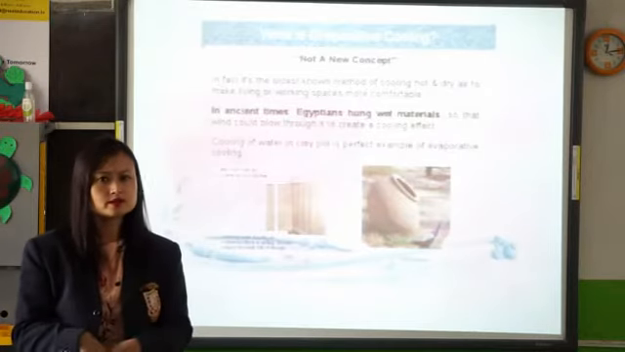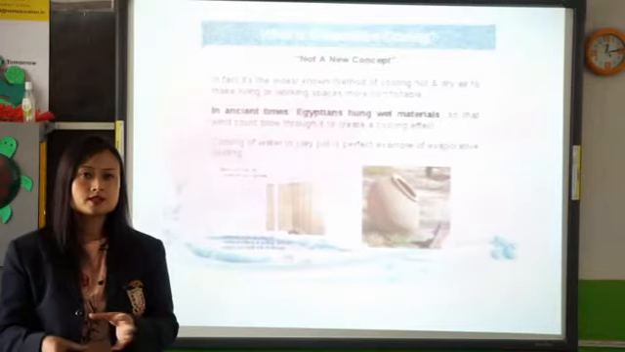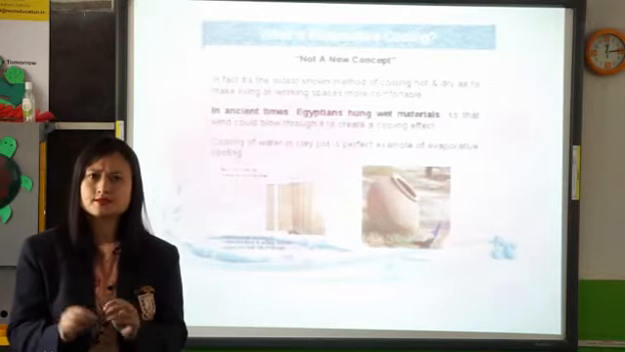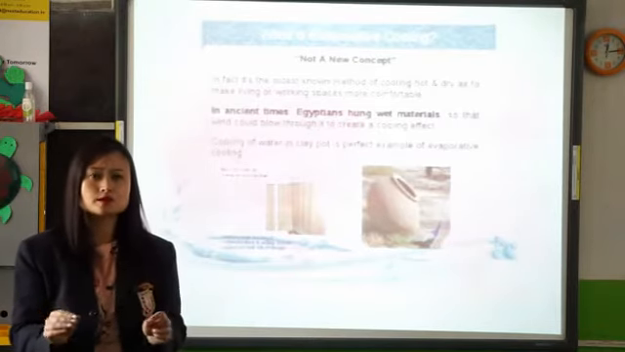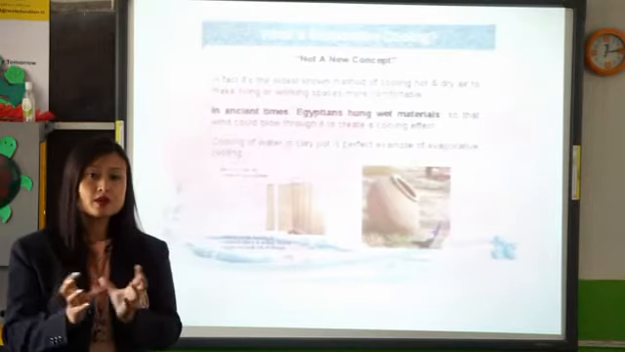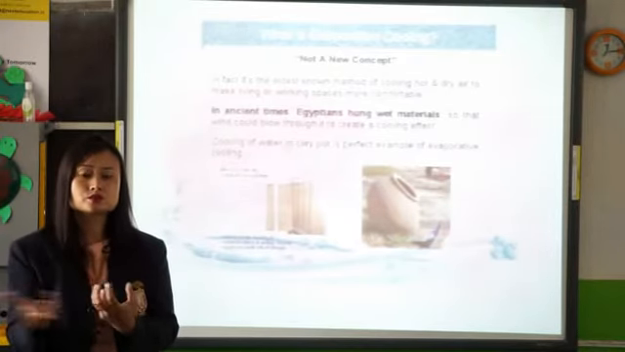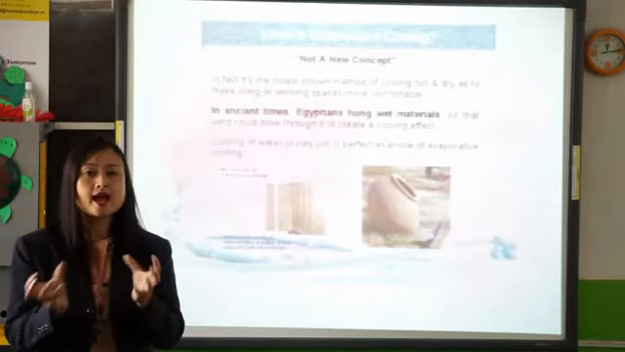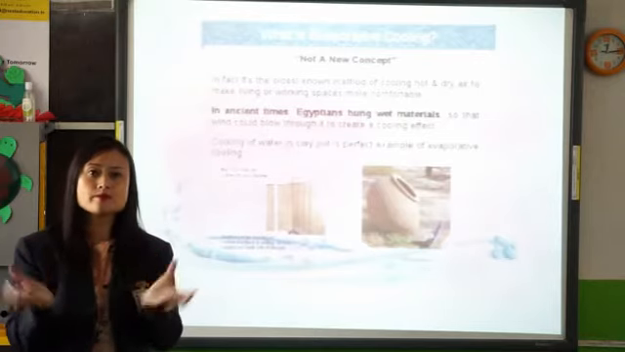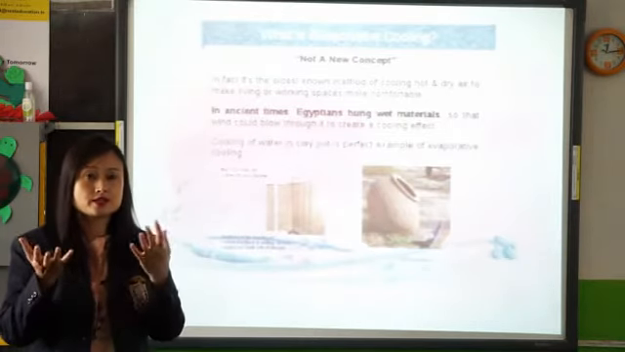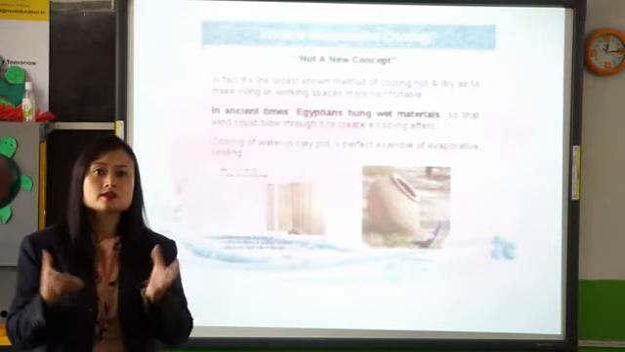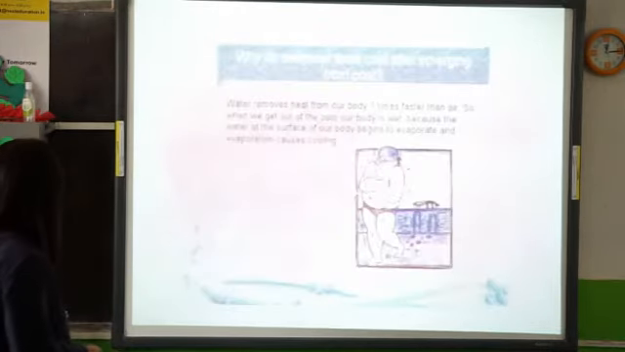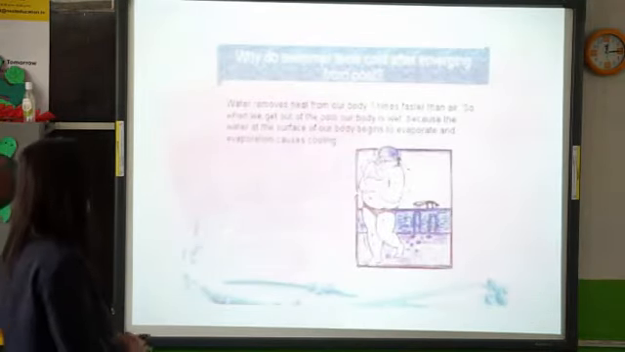Why do they store water in earthen pots? Because earthen pots have very minute pores, very small holes. The water absorbs heat from the surrounding through those pores, and once it absorbs the heat, it starts evaporating. When it evaporates, it decreases the temperature of the surrounding. So this is how evaporation causes cooling in earthen pots.